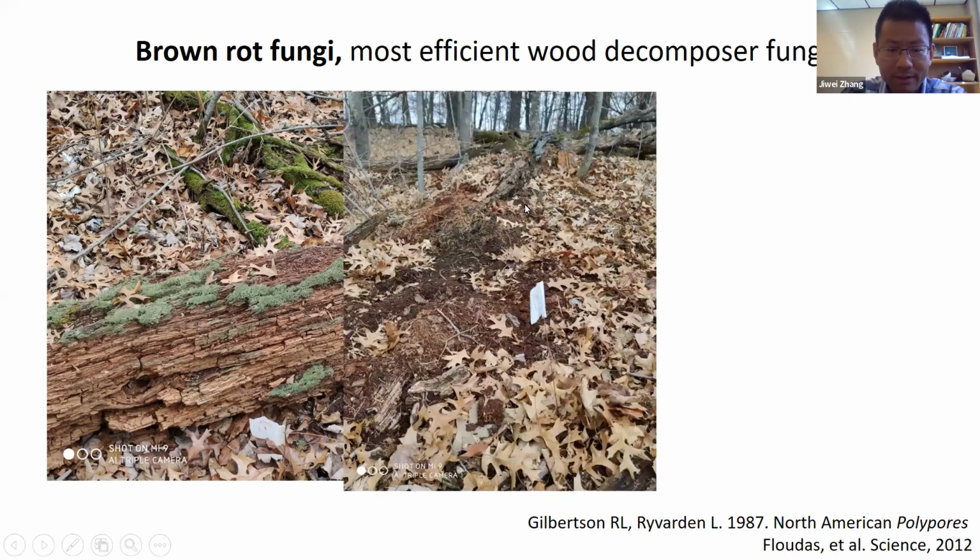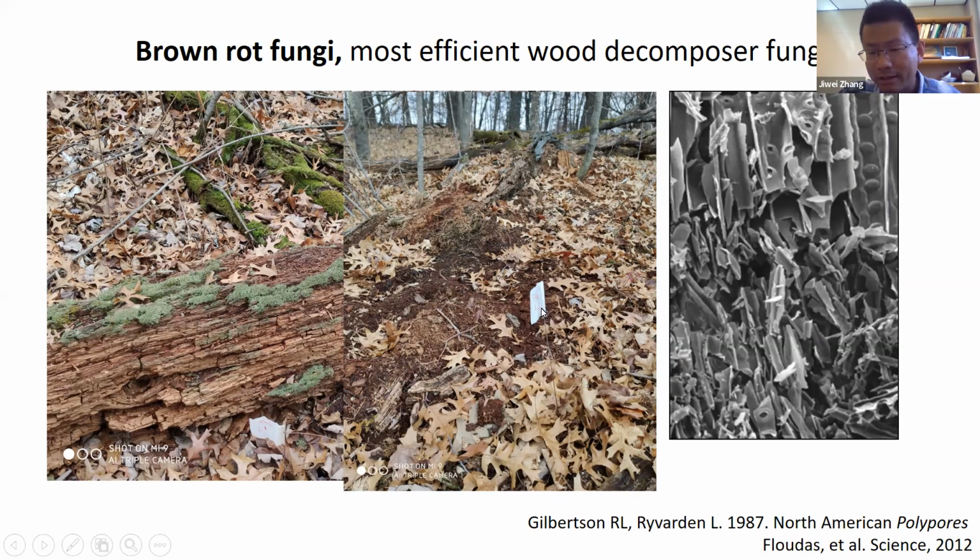And this is wood extensively decayed by the brown rot fungi. You can see here it is almost a powder, like soil. And this is electron microscope imaging trying to show the damaged structures of the wood cells by the brown rot. As you can clearly see, it has completely deconstructed the wood cell structures, the wood cell wall structures.